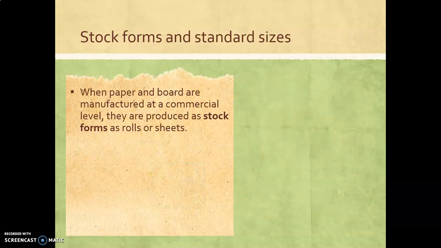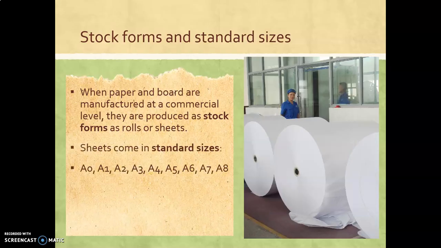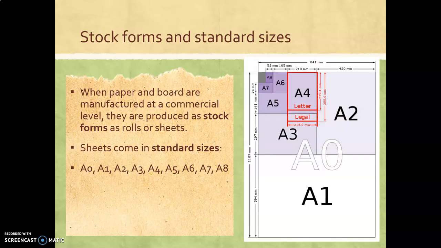So, stock forms and standard sizes. Well, when paper and board are manufactured at a commercial level, they're produced as stock forms. So just like in the video we've seen, they are massive rolls, and they can be produced as sheets as well, of course. So the sheets that we're familiar with come in standard sizes. They come in A0 to A8. So A4 is the one we use obviously all the time. We're used to using A3, which is twice the size of A4. So A4 is half the size of A3. So each is half the size of the last. I've actually never seen a piece of A0 paper, about the size of a bed. Absolutely enormous. Don't even know where you'd need that big.